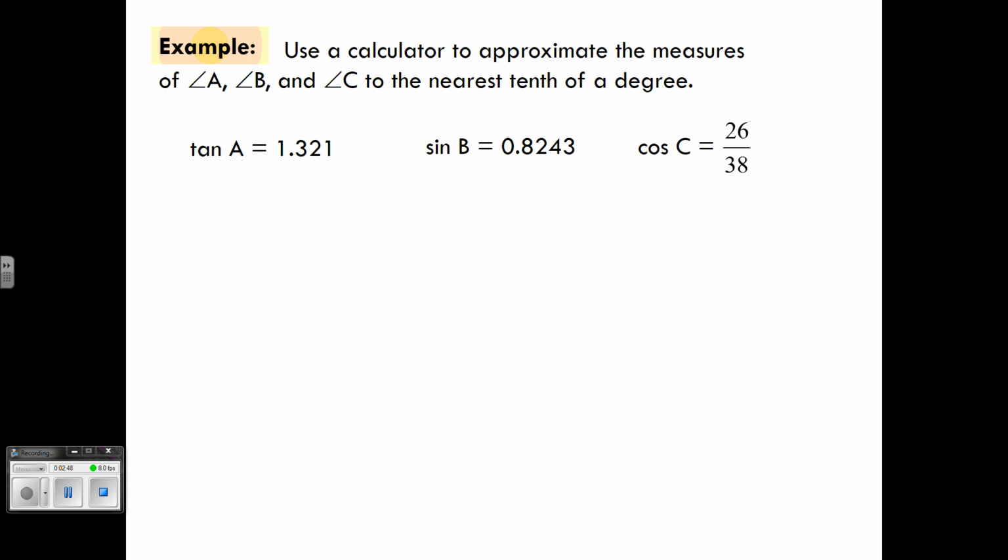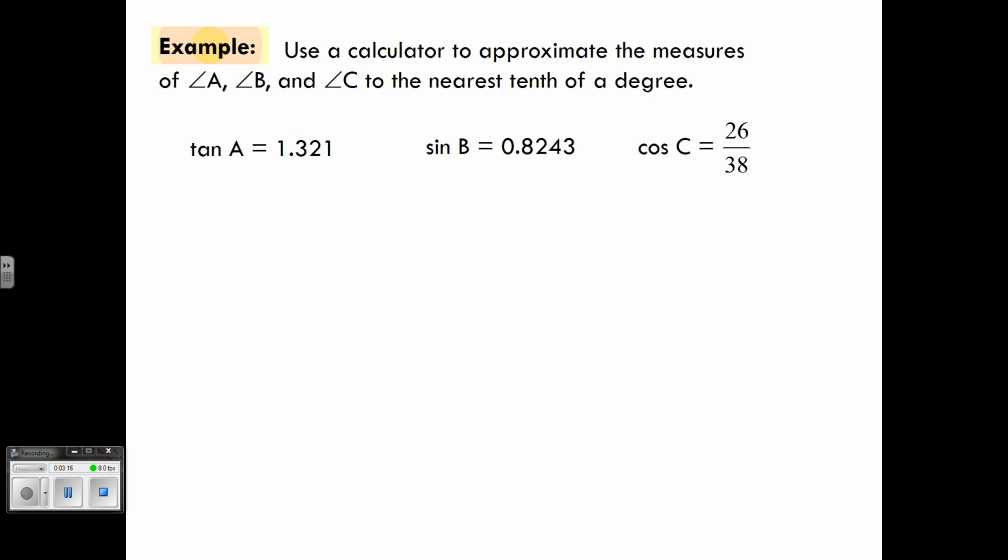All right, so we're going to use a calculator to approximate the measures of angles A, B, and C to the nearest tenth of a degree. So let's start with the tangent of A is equal to 1.321. So this right here is the ratio. We need to figure out what angle measure, when we took the tangent of it, would give us this decimal. So this is where using the tangent inverse is going to be helpful.